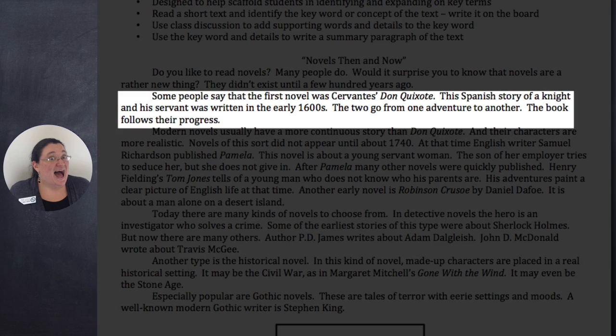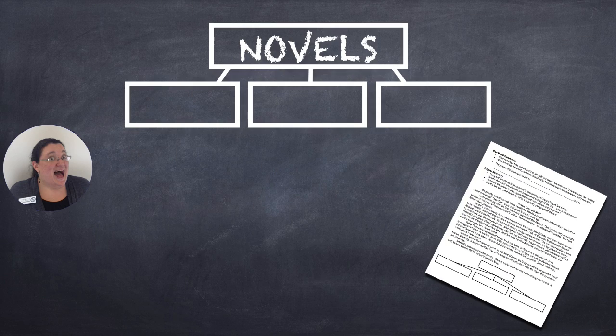Next paragraph. Some people say that the first novel was Cervantes' Don Quixote. This Spanish story of a knight and his servant was written in the early 1600s. The two go from one adventure to another. The book follows their progress. So now I know that I'm expanding this idea about novels, and instead of having a main idea in this paragraph, I've got a supporting idea.